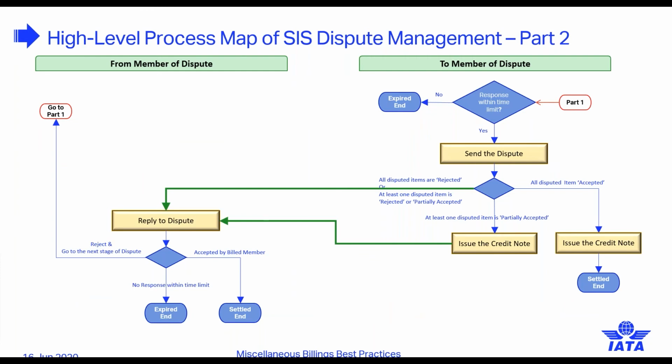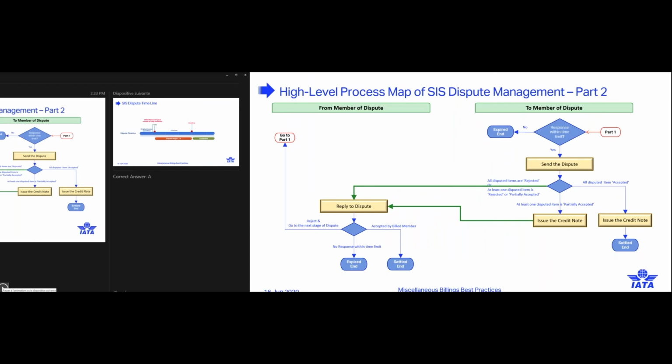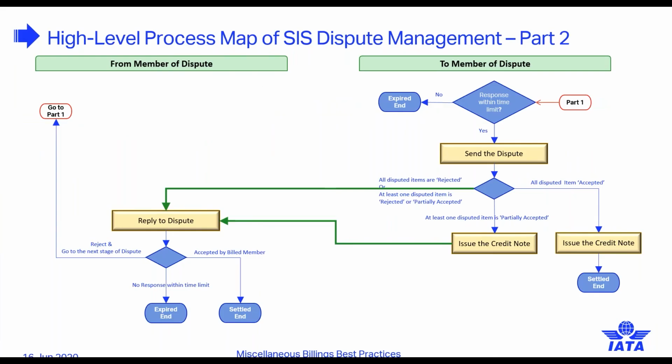The billing member can accept, partially accept or reject the received dispute. If all or some of the disputed items were accepted or partially accepted, then the billing member can issue a credit note for those disputed items. But they can also reject all or some of the disputed items and send the response back to the billed member. As the next stage of the dispute, if the billed member accepts all items in the previous response received from the billing member, then SIS will close the dispute. But the billed member can also reject all or some of the items in the previous response received from the billing member and send the response back again to them.